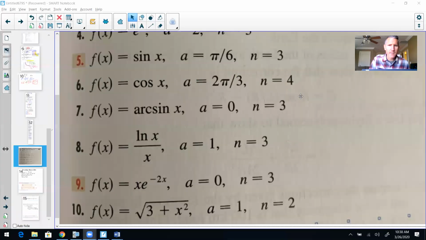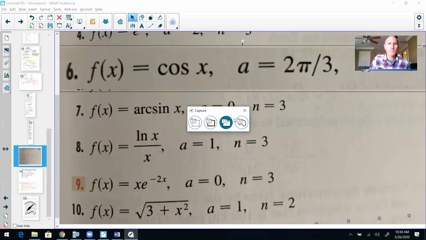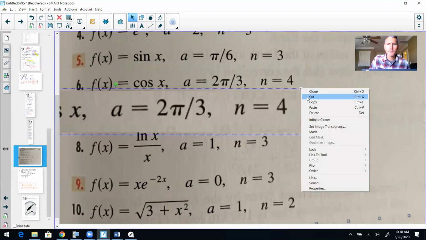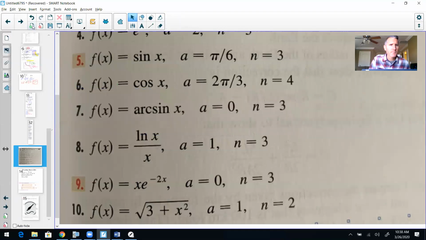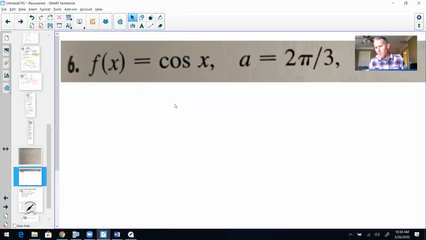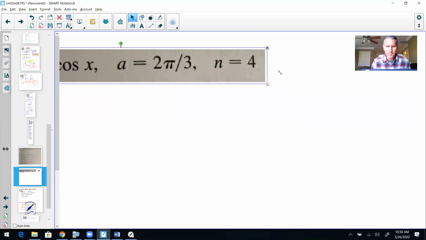So let's do this. All right, so here we go, number 6. First of all, we have the function cosine of x. And they are asking, oh, sorry, let me make it a little bit smaller so we can see. So n is equal to 4.